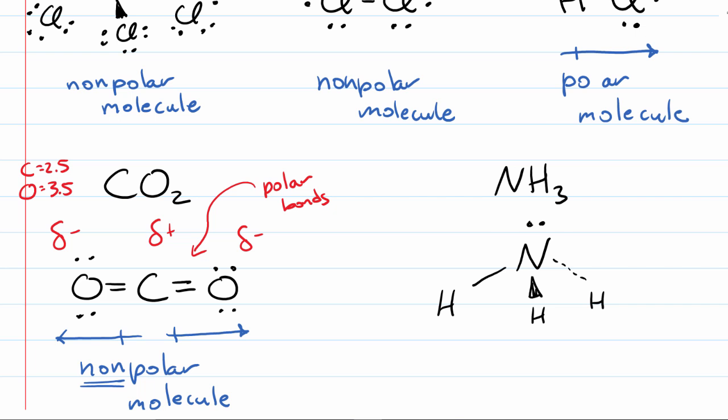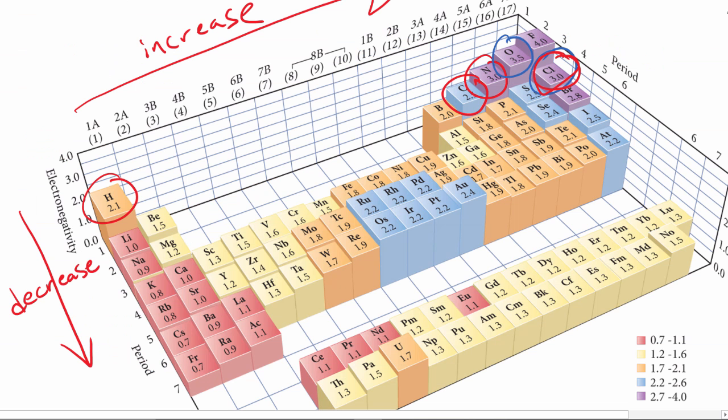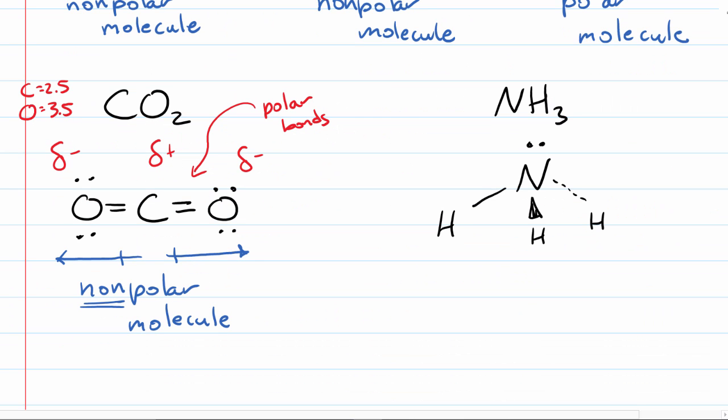We now want to determine if this molecule is polar or nonpolar. So what we're going to do then is look up the electronegativities. Electronegativity of nitrogen? 3.0. Hydrogen sits at 2.1. So again, nitrogen sits at 3.0. Hydrogen sits at 2.1.